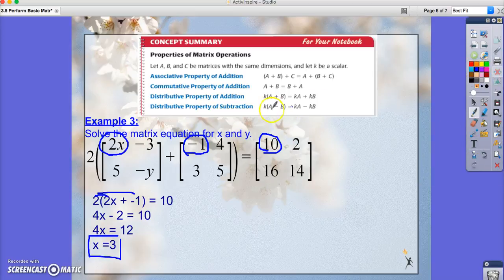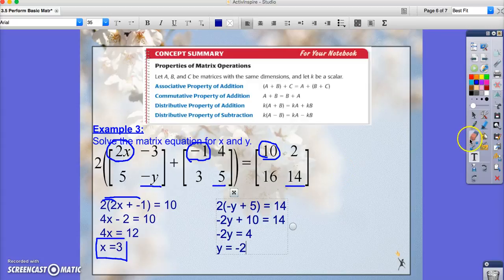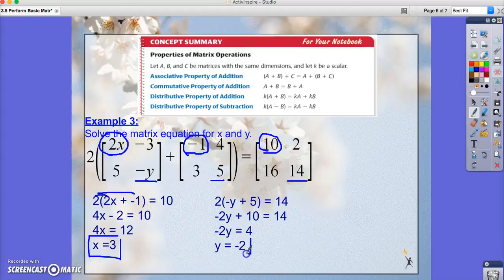All right. Now I want to find y. Where's y? Y is the bottom right. So underline all of the bottom right ones. And let's write our equation out for y. 2 times (negative y plus 5) equals 14. Distribute the 2, negative 2y plus 10 equals 14. Negative 2y equals 14 minus 10, which is 4. Divide by negative 2, y equals negative 2. And that's my final answer. So we get x equals 3, y equals negative 2.